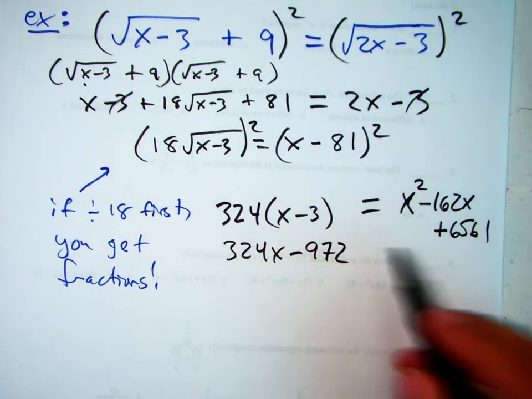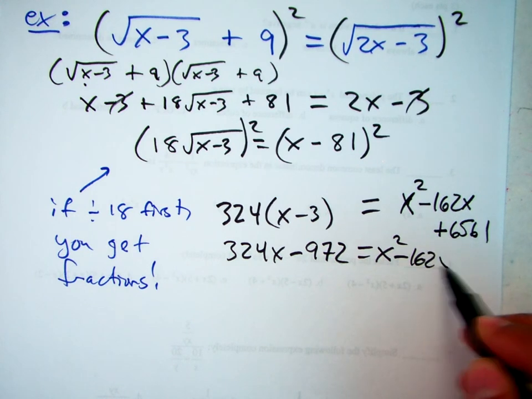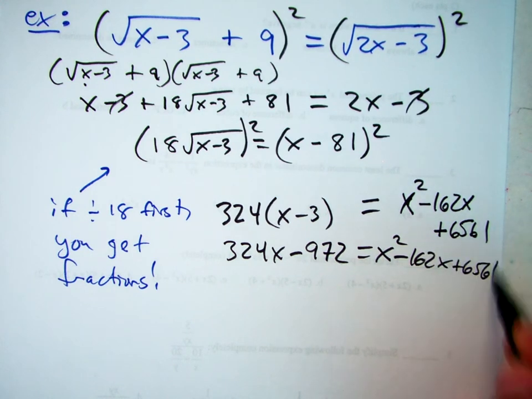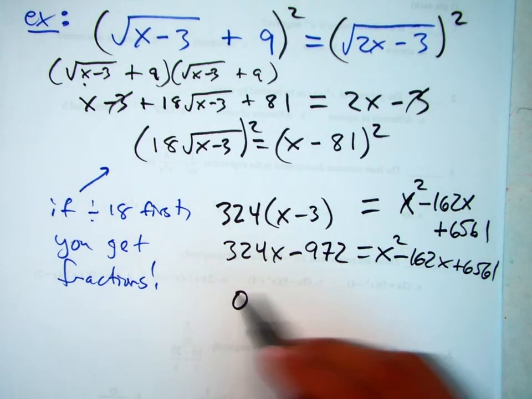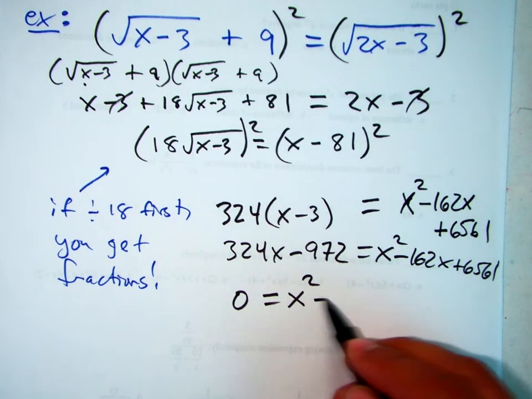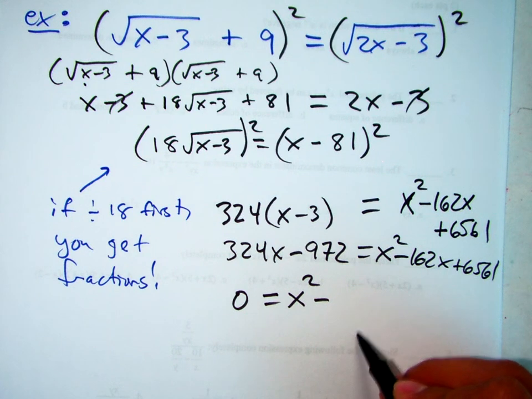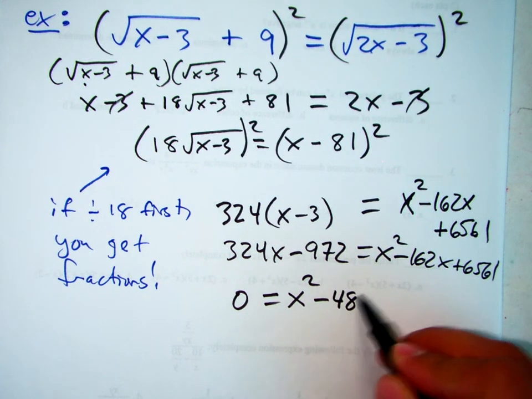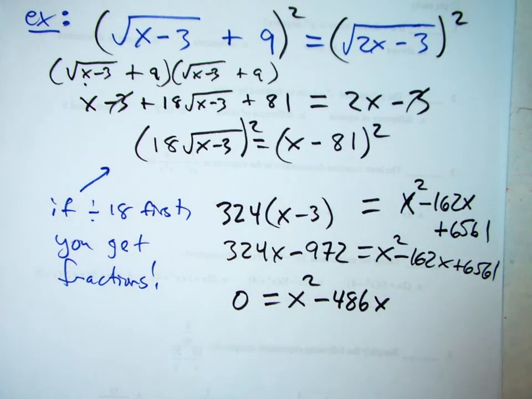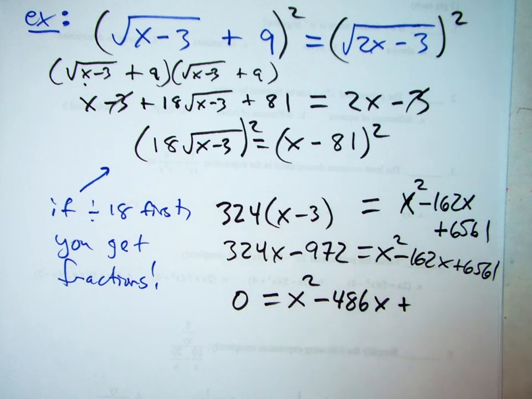And then you get this quadratic. That's a very long equation. And then now you just set it equal to 0. So 0 equals x squared. Subtract 324. That's going to be 486x. Are we going to have a problem with this? Wow. This is insane. And then now, someone help me out. 6561, we're adding 972 to it. 7,533.